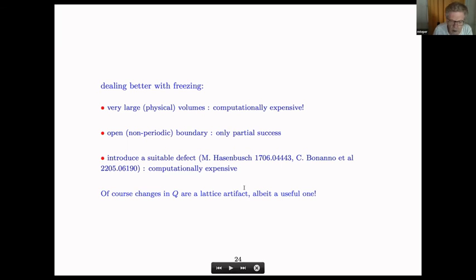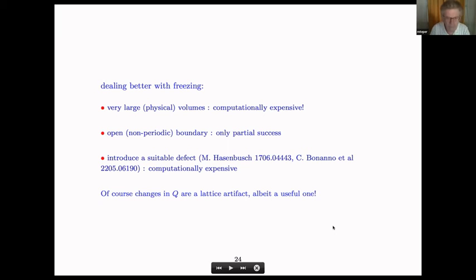So let me just finish with a final comment: changes in the topological charge during the Monte Carlo are themselves a lattice artifact. In the continuum limit, you wouldn't have any changes. That's the nature of the topological charge, topology. However, it is useful, of course, because it gives us the right weighting of different topological charge sectors, which otherwise we have to think of obtaining in different ways. So that's my final comment on topological freezing.